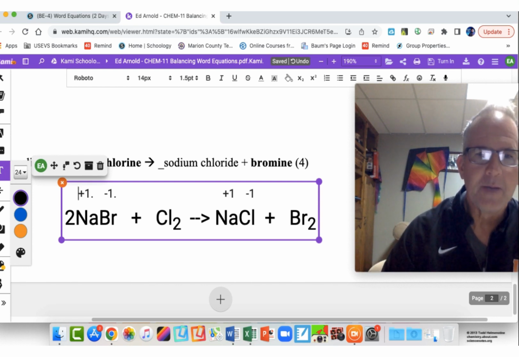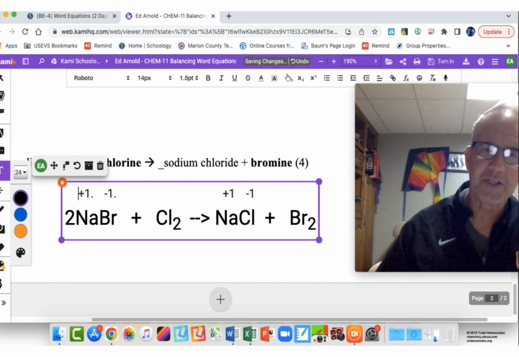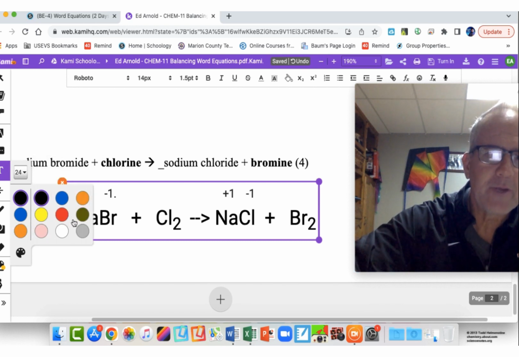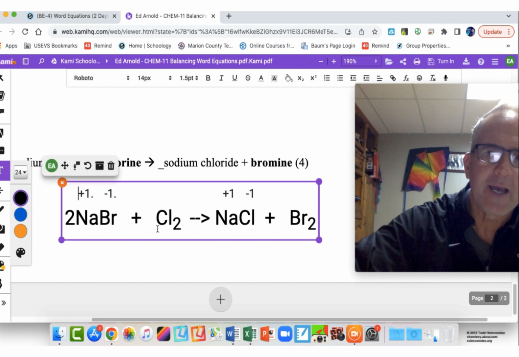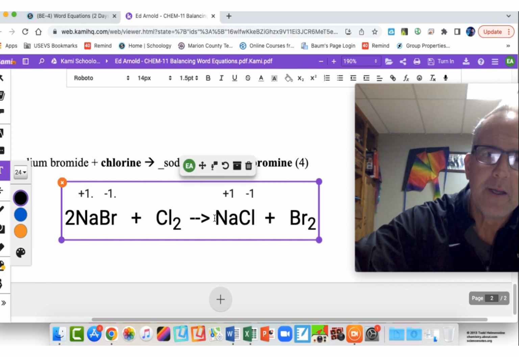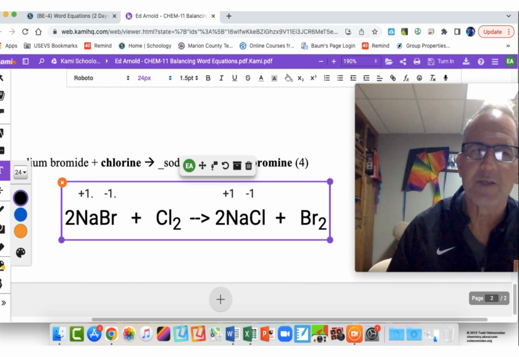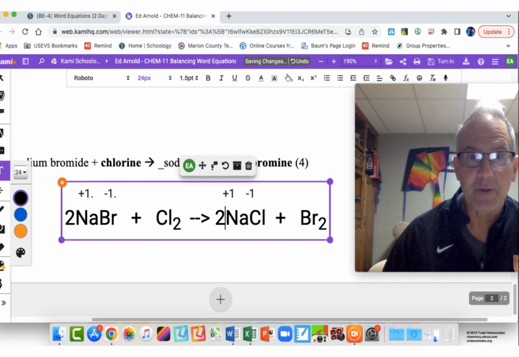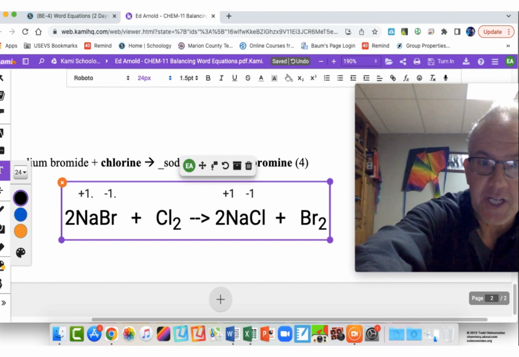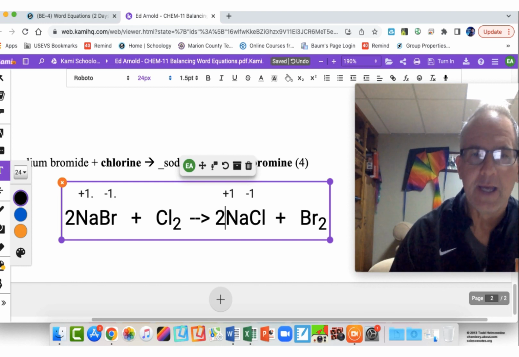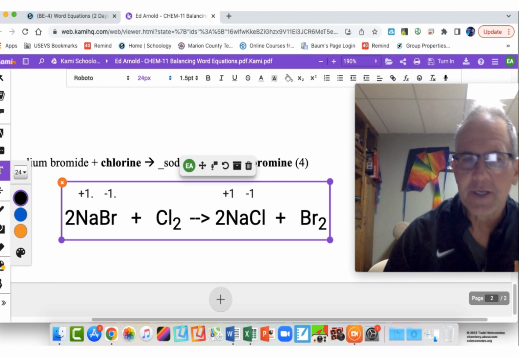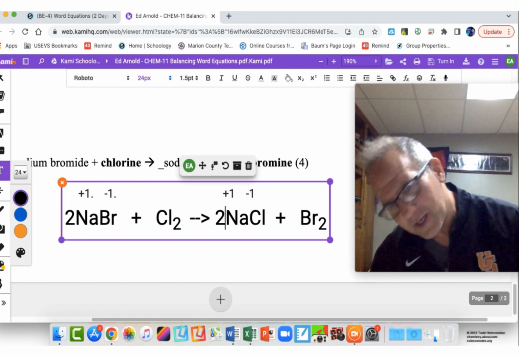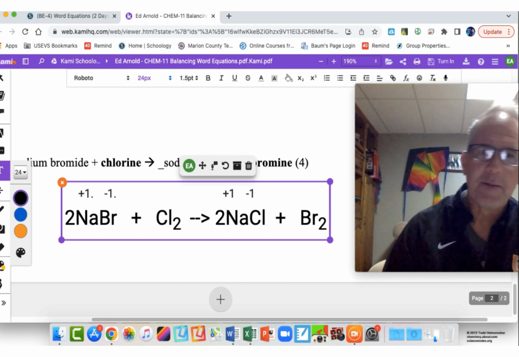But by changing the Brs, I've also changed the Nas. So I'm going to scoot over here and say I have 2 Nas on this side. And I'm like, oh my gosh, I only have 1. So I'm going to put a 2 in front of that, and that gives me 2 Nas on both sides. Let's check those Cls, because once I change this Na, I also changed that Cl. And now I have 2 Cls on the right and 2 Cls on the left, and my camera must be inverted. But anyway, so that's what's going on, and that one's done.